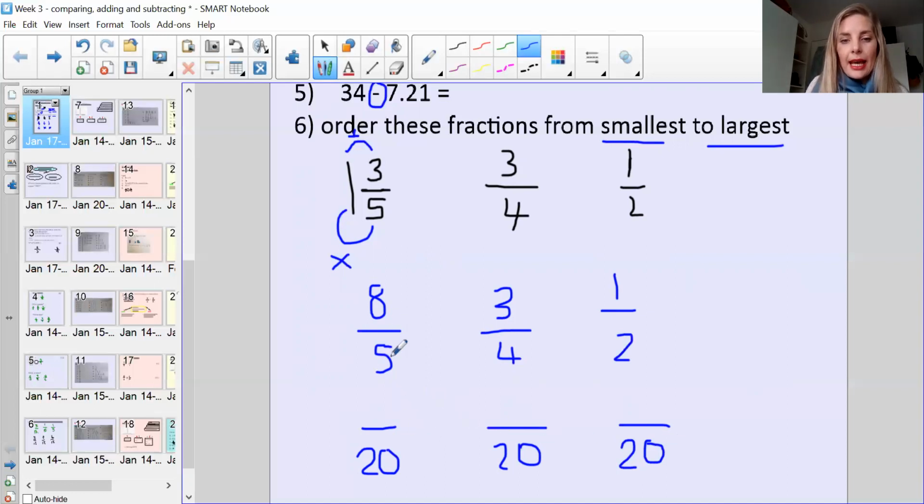Right, so I'm going to say, what did I do to 5 to get 20? I times it by 4. So whatever I do to the one number, I need to do to the other number. And 8 times 4 is 32. Right, 4. What did I do to 4?